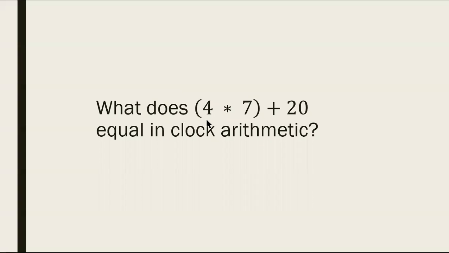In a similar way, you can check any number. For example, if I want you to calculate the value of 4 times 7 plus 20, which is 48, and I ask what the value of 48 would be on clock arithmetic, you would simply do that. 48 can be written as 12 plus 12 plus 12 plus 12, or 4 times 12. If 12 is equal to 0 on clock arithmetic, then 4 times 12 would exactly be 0. So under clock arithmetic, 48 is equal to 0.